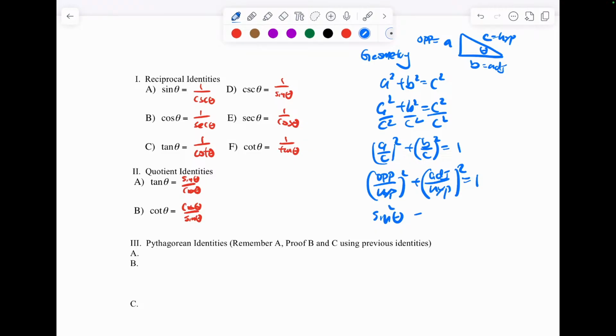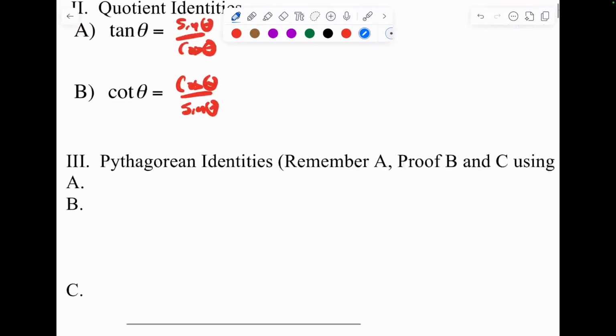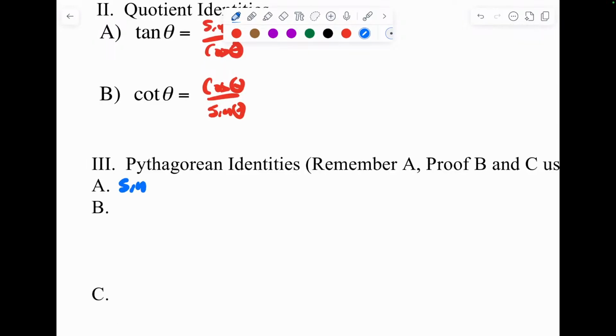Sine squared theta plus cosine squared theta is equal to 1. So they come up with the first identity: sine squared of theta plus cosine squared of theta is equal to 1. Now, make sure the squares are small. You cannot write sine 2 theta plus cosine 2 theta. Sometimes people on the test write that. That's wrong. You have to make sure that square is square.